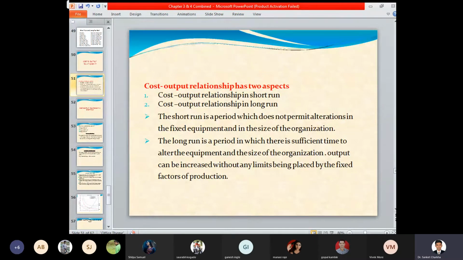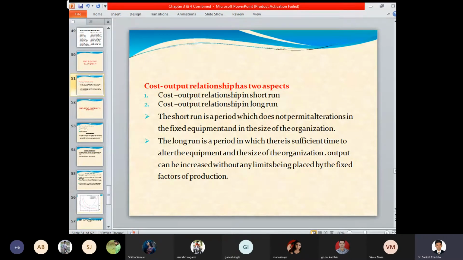The short run is a period which does not permit alterations in the fixed equipment and in the size of the organization. In simple terms, short run means the expenses are not of a recurring nature. What do we mean by recurring? That is, if it occurs again and again. For example, if you purchase 100 grams of sugar today, and again tomorrow, and the day after, it is of a recurring nature.